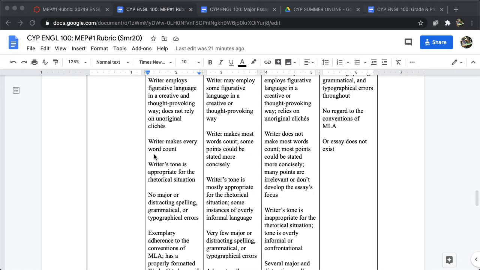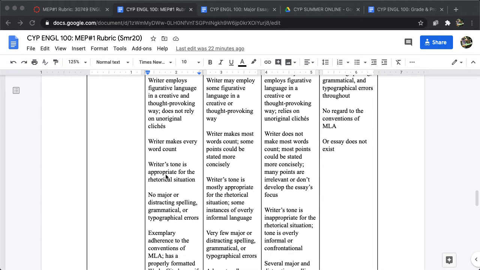So in an exceptional paper, the writer is going to make every word count. And what I mean by that is every single word in the essay has a specific job. Nothing is wasted. There's not just throwaway sentences, like, oh no, I gotta make it to the next page, let me type in a bunch of words that don't really contribute to the meaning of my paper. We want to make sure that every word in our essay counts. Every word has a job to do. So an exceptional paper is going to do that.